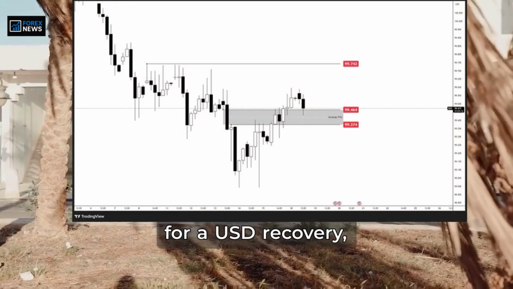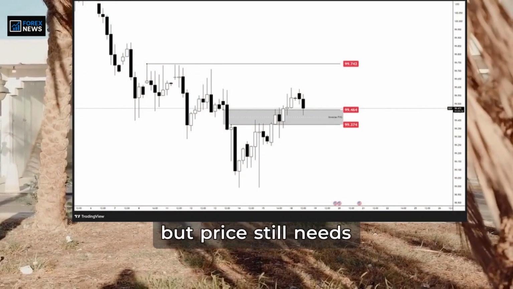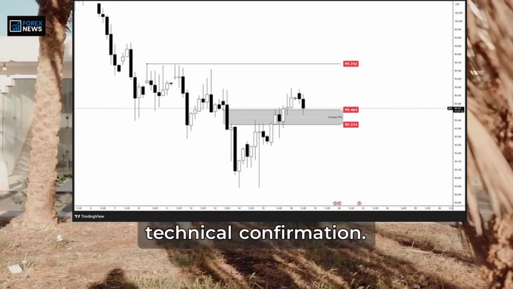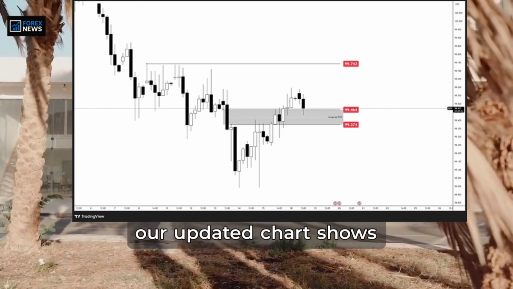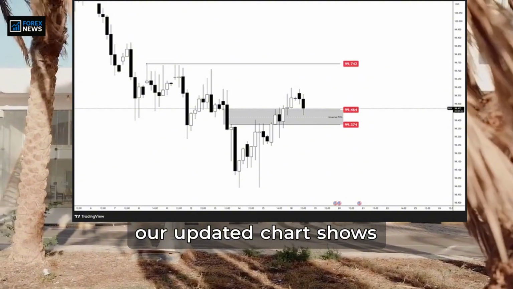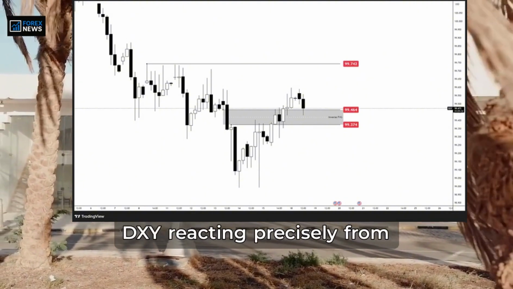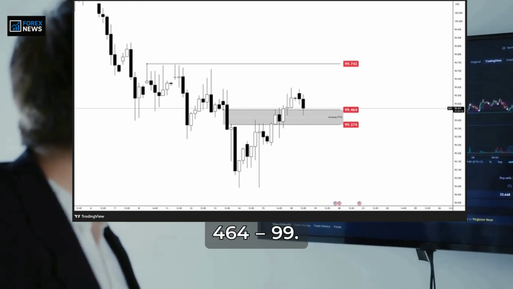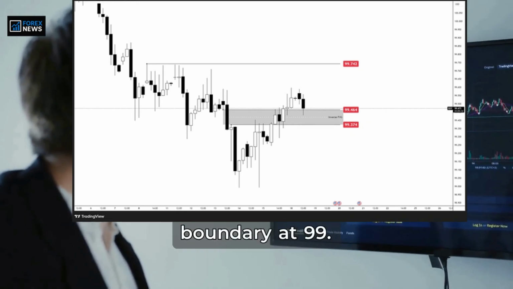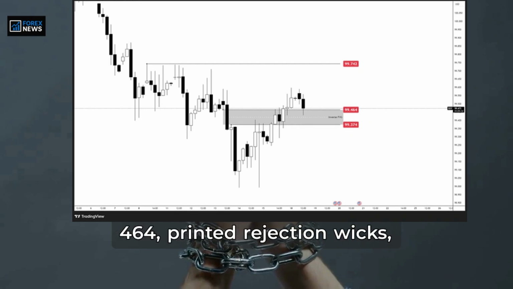Technical outlook. Our updated chart shows DXY reacting precisely from the inverse FVG between 99.464 and 99.374. Price tapped the upper boundary at 99.464, printed rejection wicks, and pulled back, a sign that the zone is acting as resistance rather than support.